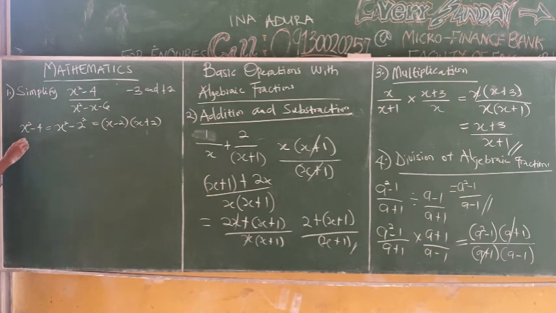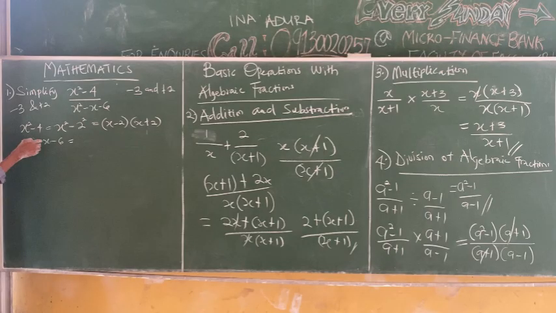For this second term now, we have x squared minus x minus 6. This is a quadratic equation. We find two numbers that when we add them together give us the middle term, which is minus 1, and when we multiply them give us the constant, which is minus 6. Now those two numbers are what? Minus 3 and what? Plus 2.